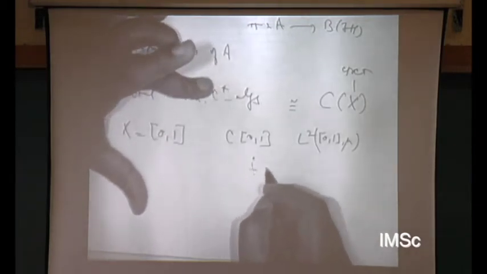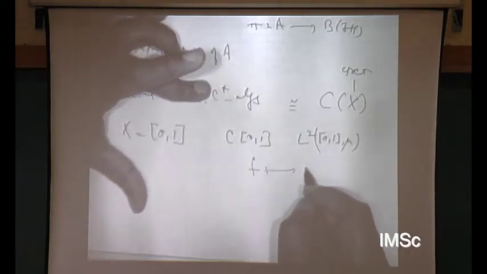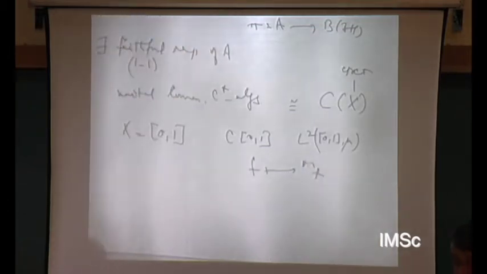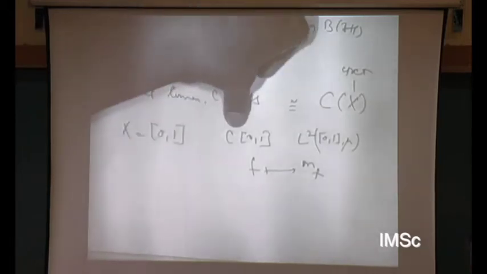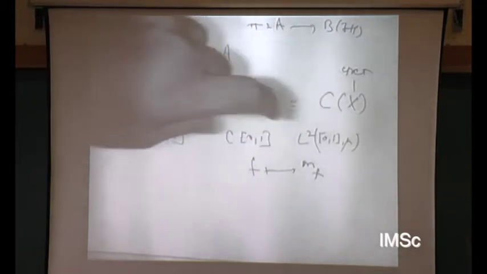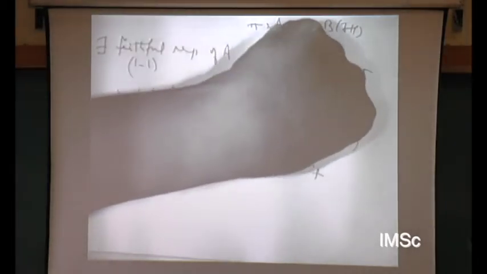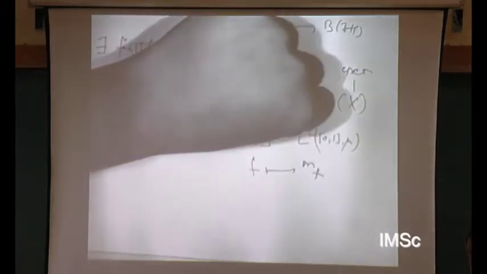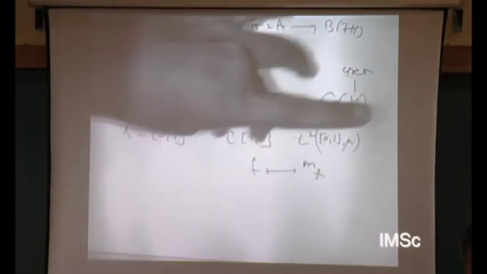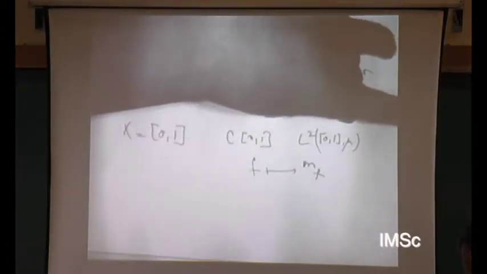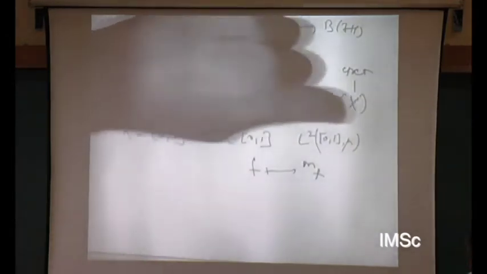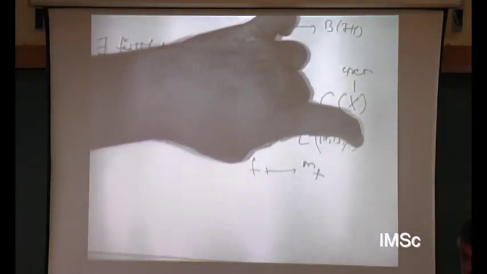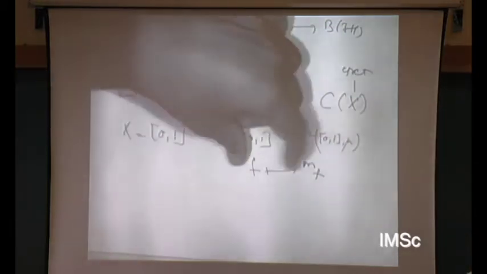And you look at f going to multiplication by f. By this I mean the operator of multiplication by f. And here the adjoint is complex conjugation. You can verify that the adjoint of M_f is M of f bar. So this is a star algebra homomorphism of C[0,1] on L2[0,1] with respect to mu. In this case, if you take mu to be Lebesgue measure, then this is actually one-to-one.